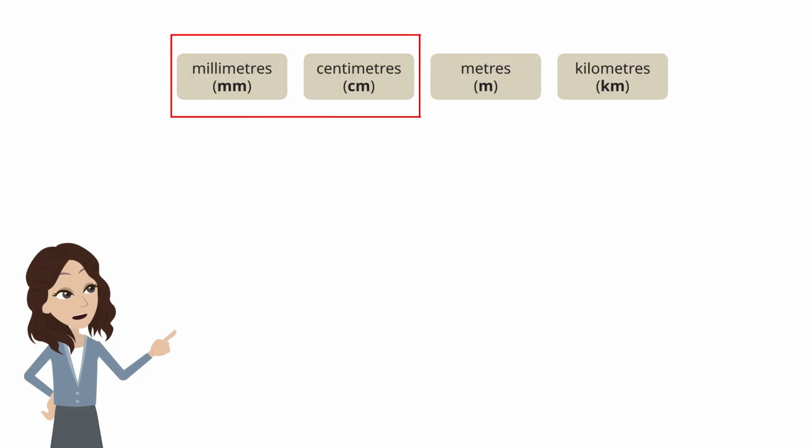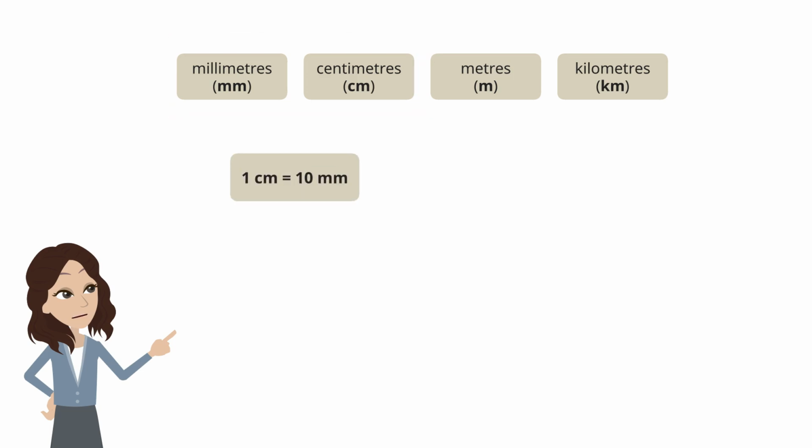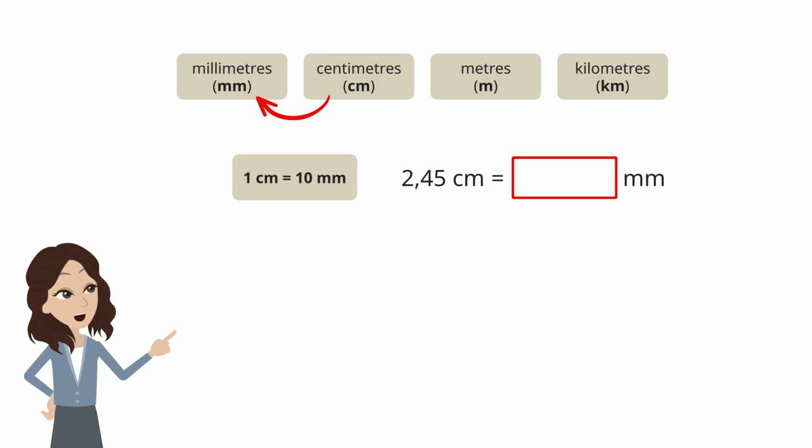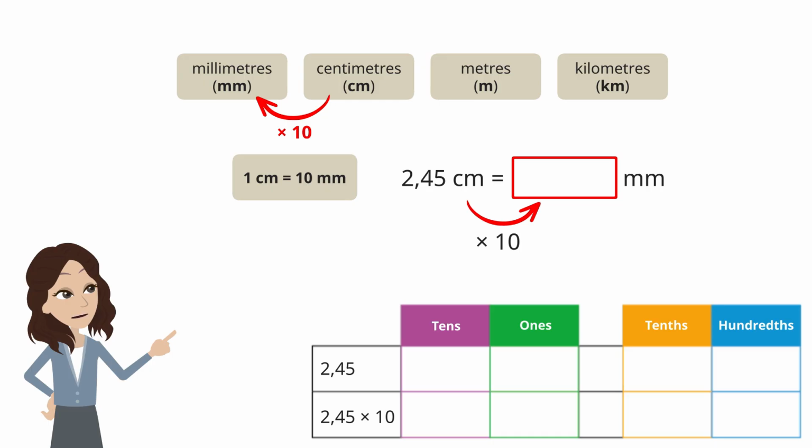Do you remember the relationship between centimeters and millimeters? 1 centimeter is equal to 10 millimeters. What is 2.45 centimeters in millimeters? To convert from centimeters to millimeters, we multiply by 10. We can use a place value chart to help us multiply.